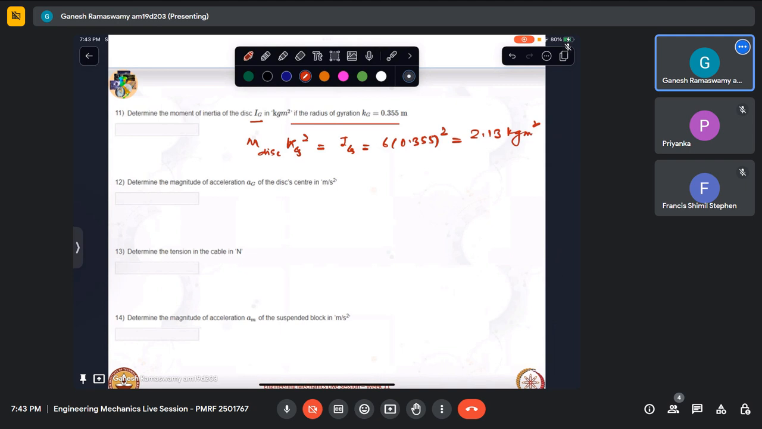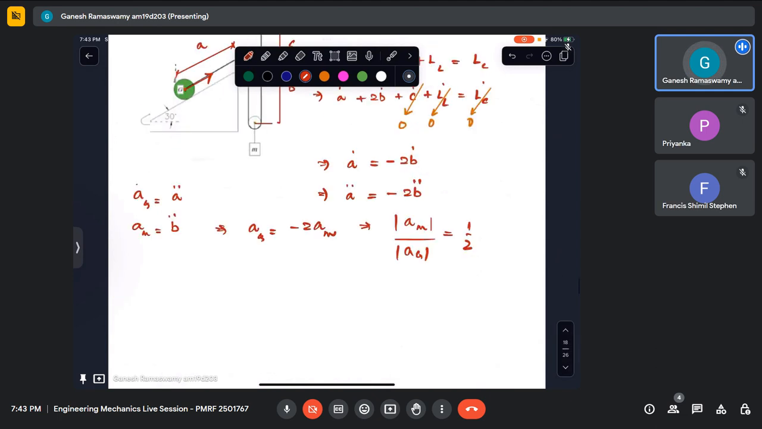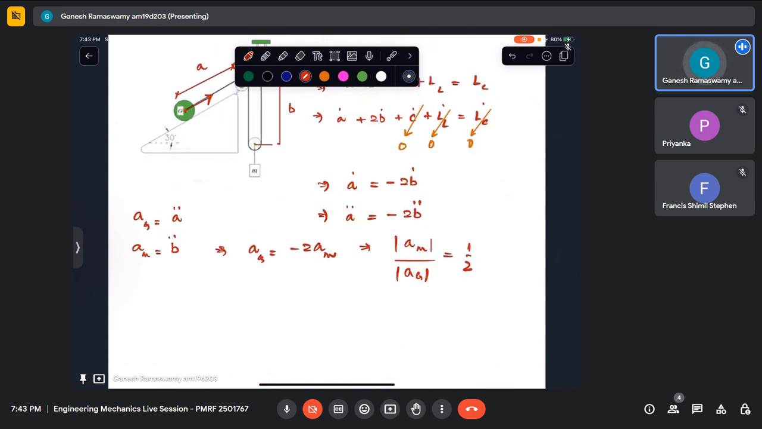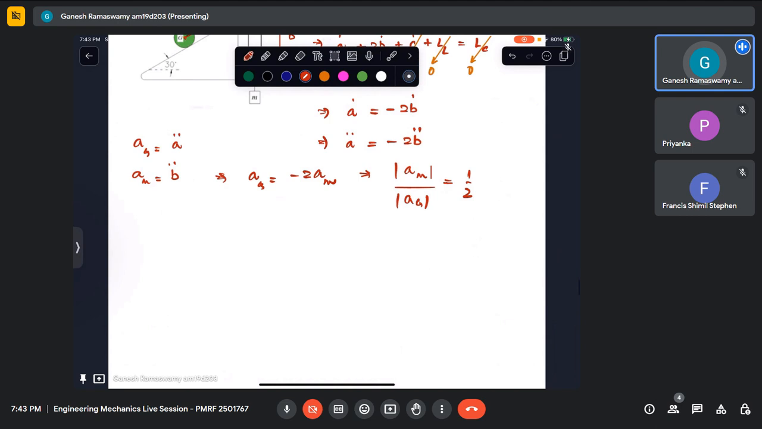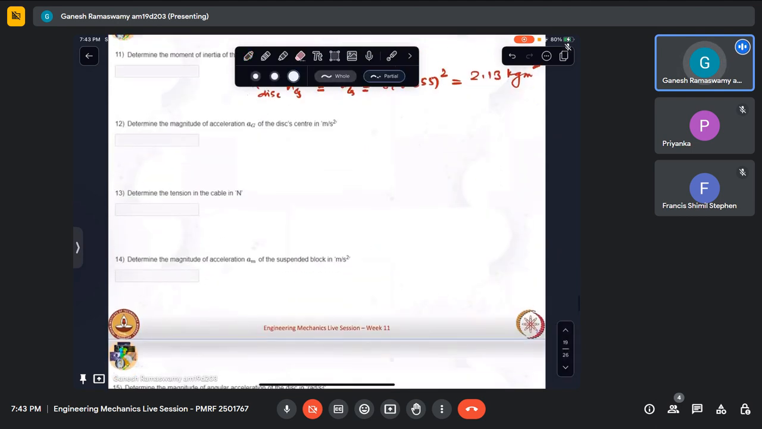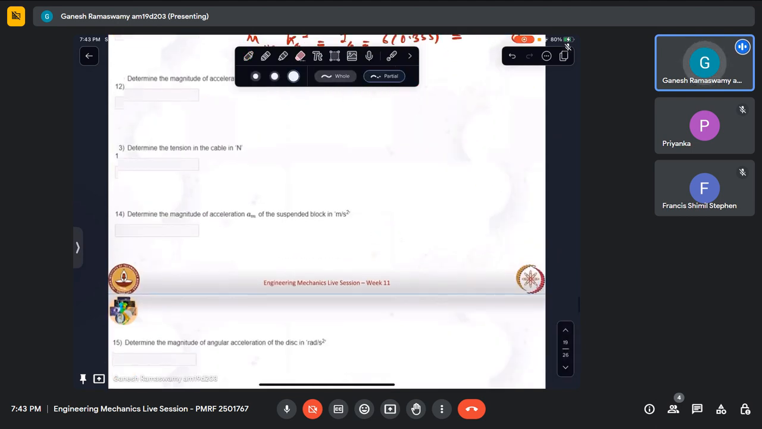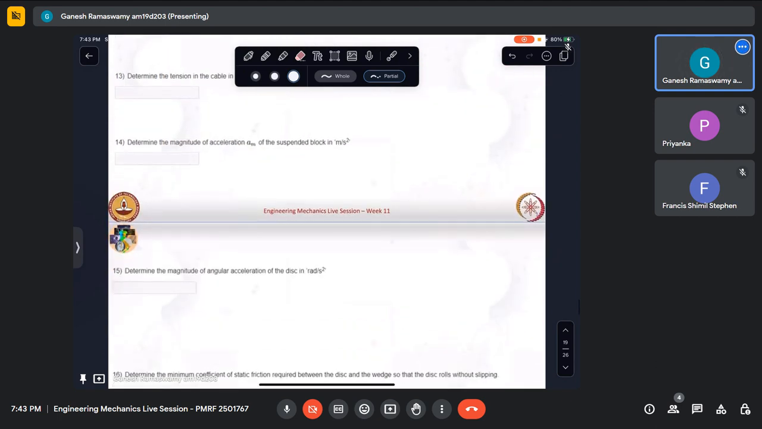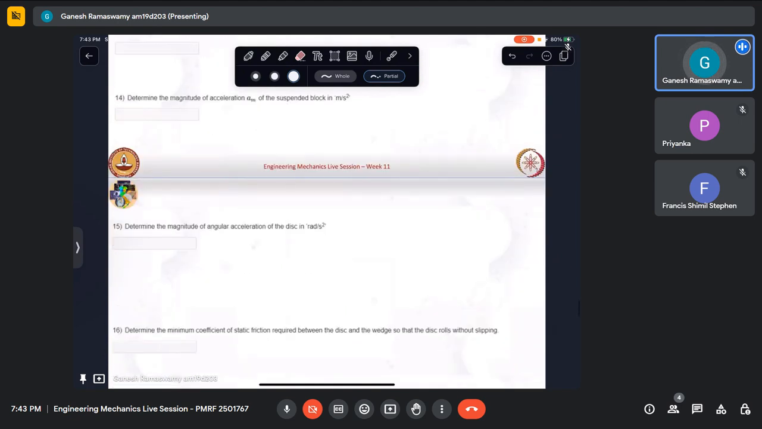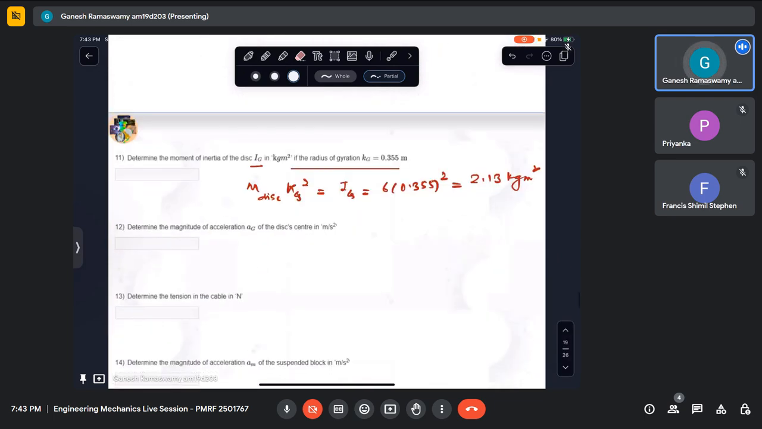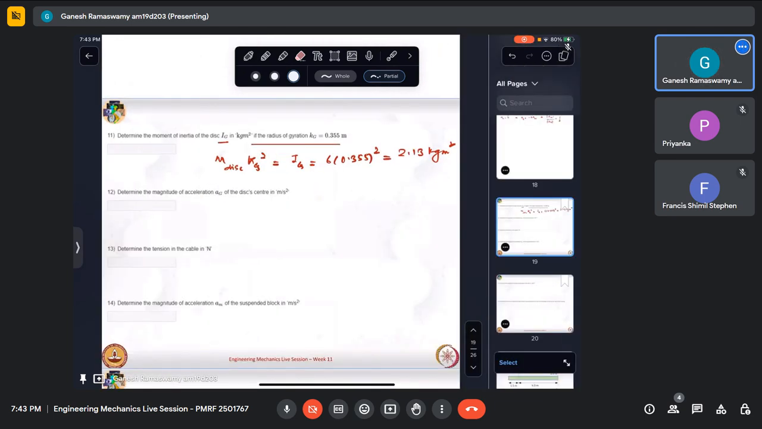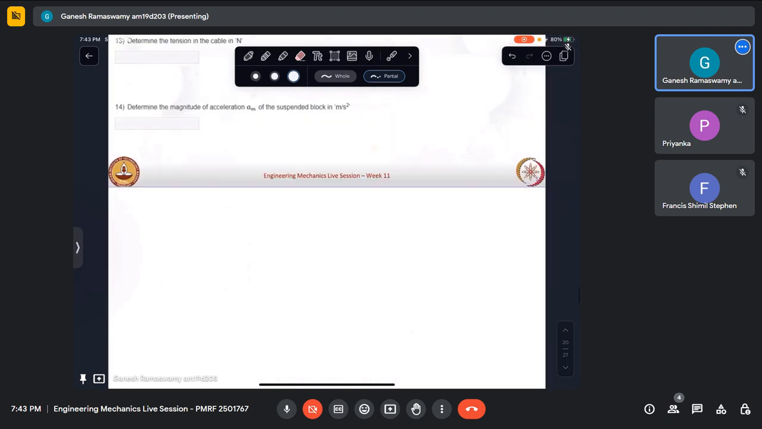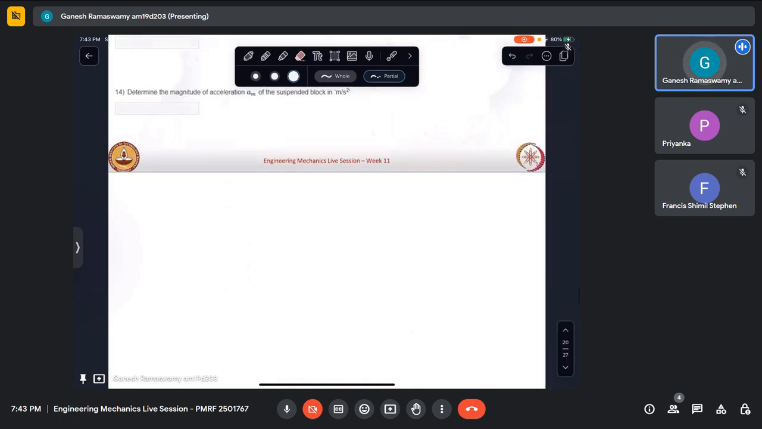Determine the magnitude of acceleration of the disk's center. So far we have only got the relation between these two. We have to work out the acceleration also. Okay, that we'll do. Determine the tension in the cable, determine the magnitude of acceleration of the mass m, and then determine the magnitude of the angular acceleration of the disk, the coefficient. Oh, many things are asked. Okay. So let us go about doing it one after the other.